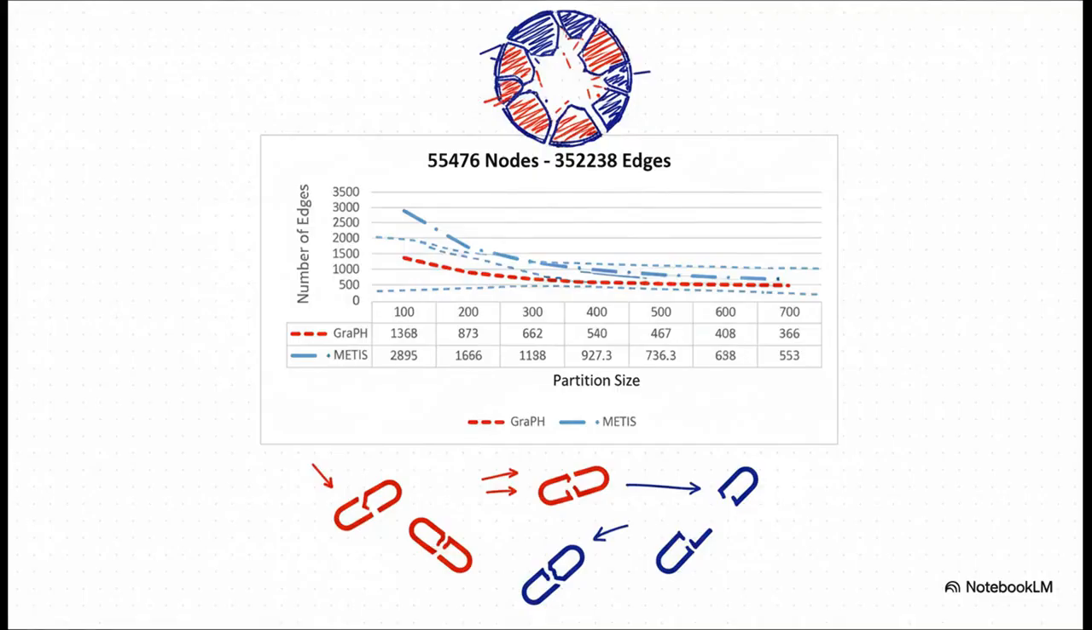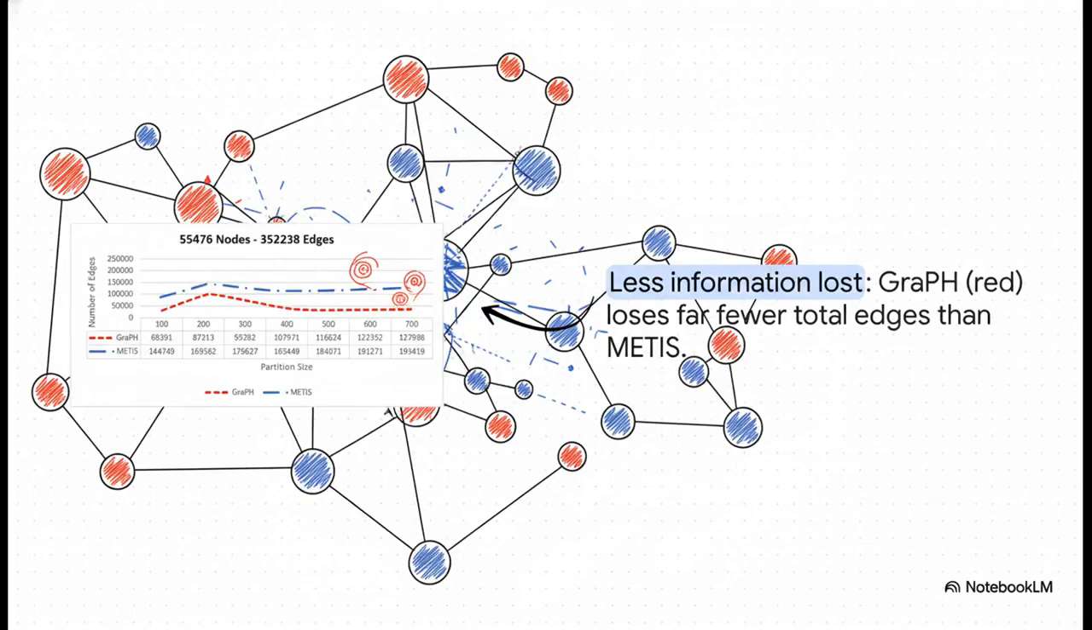And wow, the results are pretty striking. This chart shows the number of exterior edges. That's just a technical way of saying the connections that were cut between partitions. You want this number to be as low as possible. As you can see, GraphP, the red line, is consistently way lower than METIS, the blue line. That means way fewer cut connections and a whole lot less communication overhead. That's a huge win.